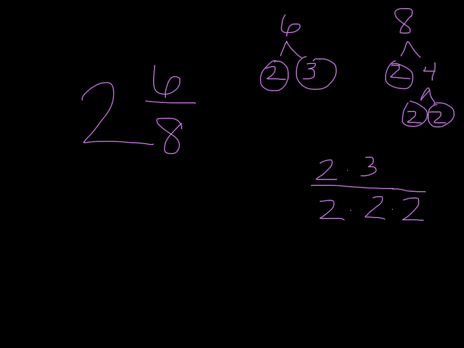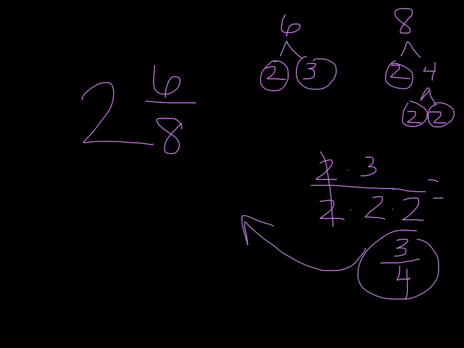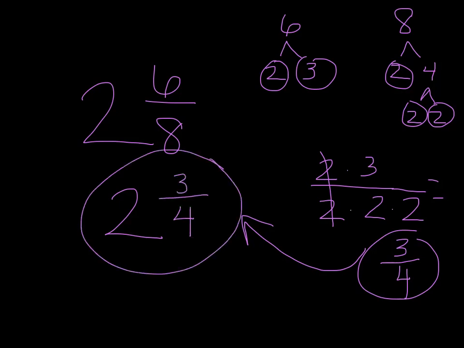If you guys remember from before, you can cross out the 2's. We have to leave the 3 and we have to leave the rest of the 2's. So that would end up equaling 3/4. So we have to actually bring that 3/4 over to here though. So our answer would become 2 3/4 because you have to keep that whole number in there.